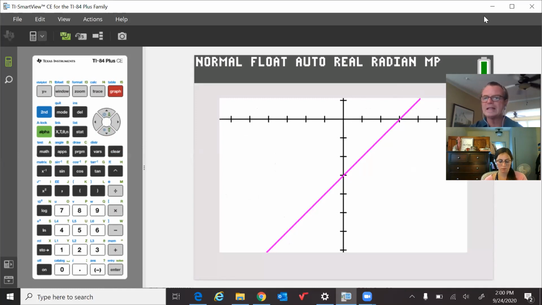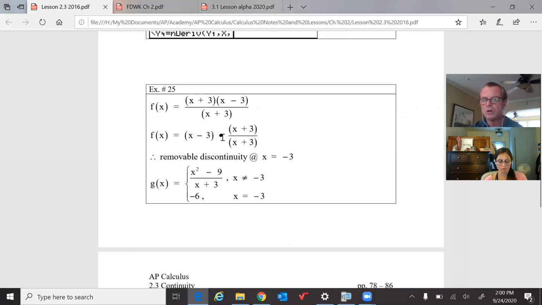Because the way you created this thing was you had this line x take away 3 and you multiplied it by 1 in the form of x plus 3 over itself, and that created the hole, okay?